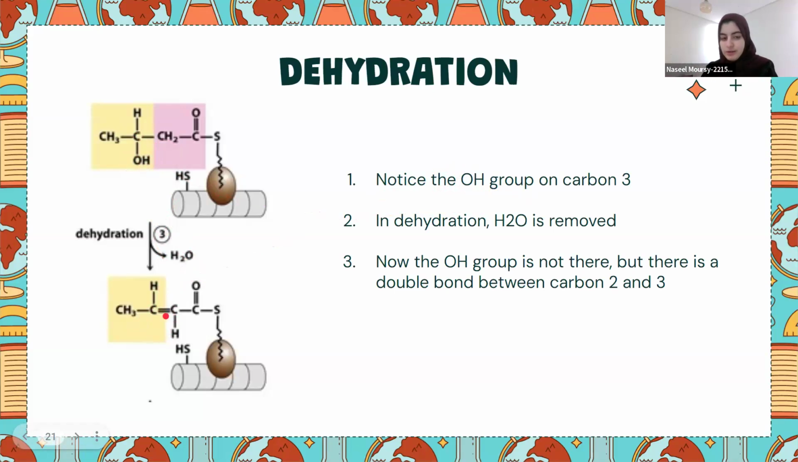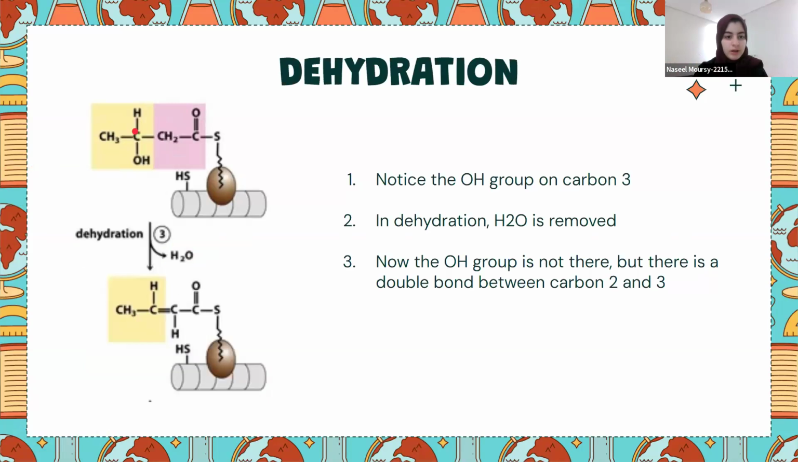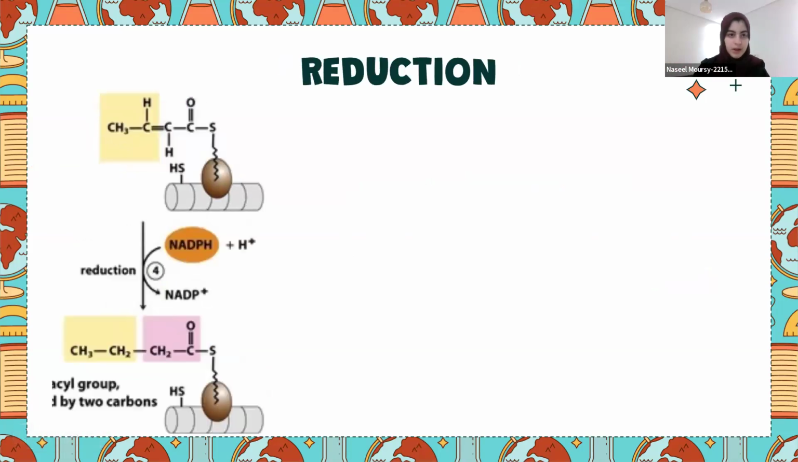Fatty acids are picky. We don't want this double bond. We want to remove it. So how do we remove double bonds? By reduction. Okay? Remember, here in the first reduction, we removed a double bond, which was a keto group. Now here we have another double bond, so we will also remove it with reduction. Finally, reduction. So again, NADPH. NADPH adds hydrogen, okay, on this to get rid of that double bond.